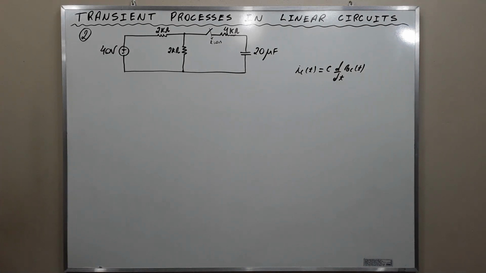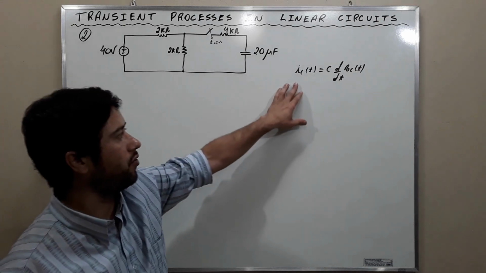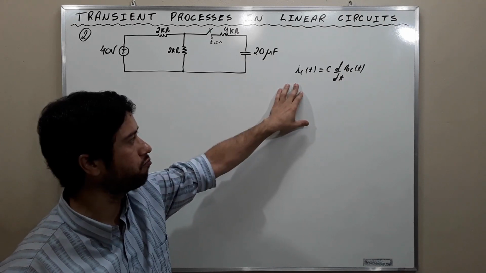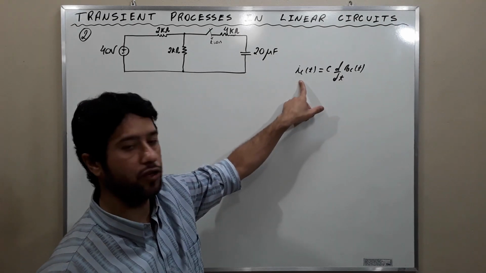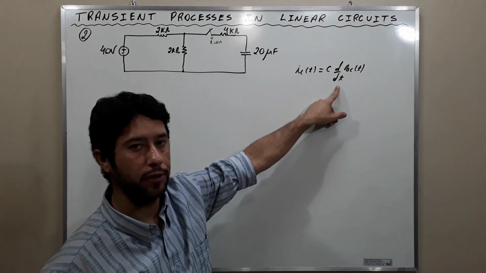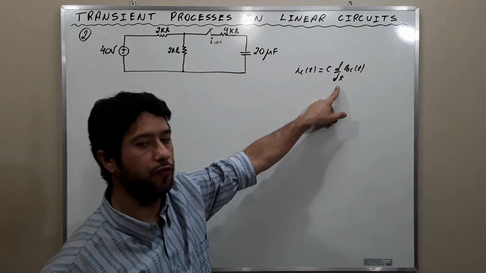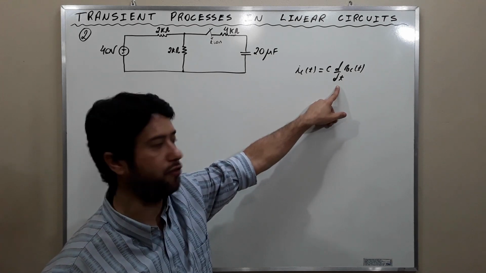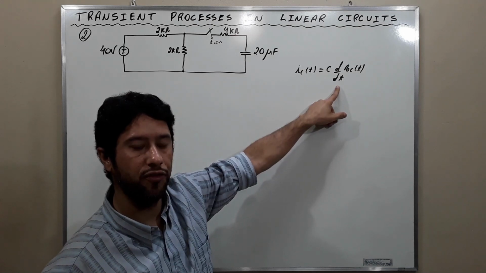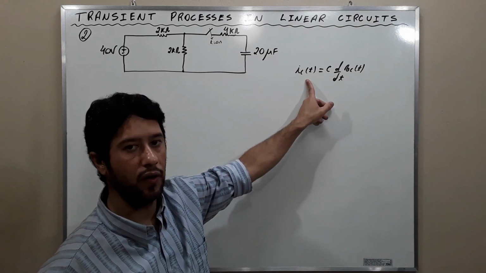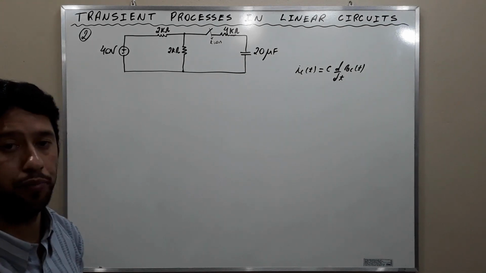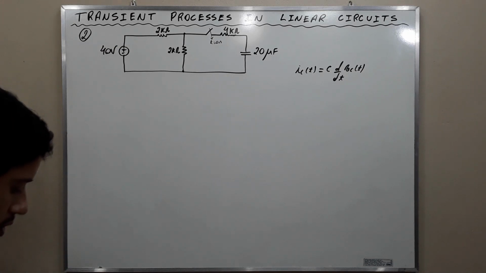What is that? What does it mean? This is the expression of current through a capacitor. Observe that there is current only when the voltage is varying. If the voltage is constant, DC, then the derivative of a constant is 0, then the current is 0. Alright? If the current is 0, the capacitor is behaving as an open circuit.